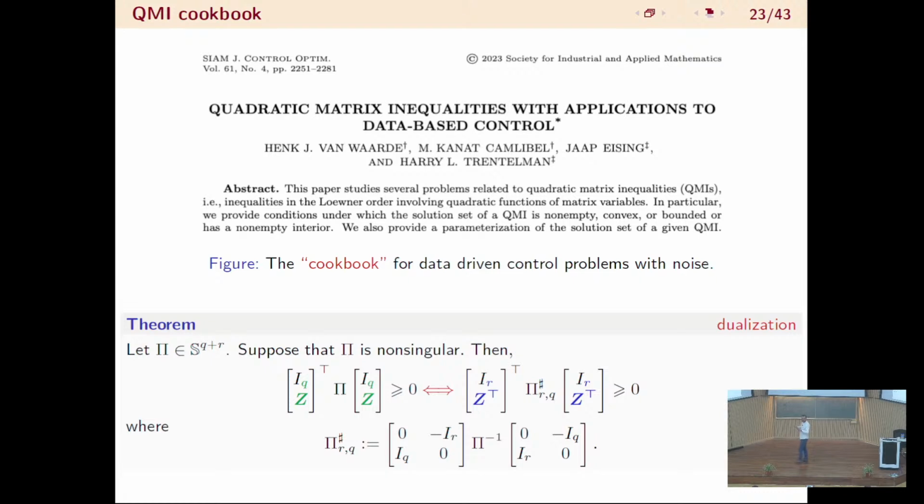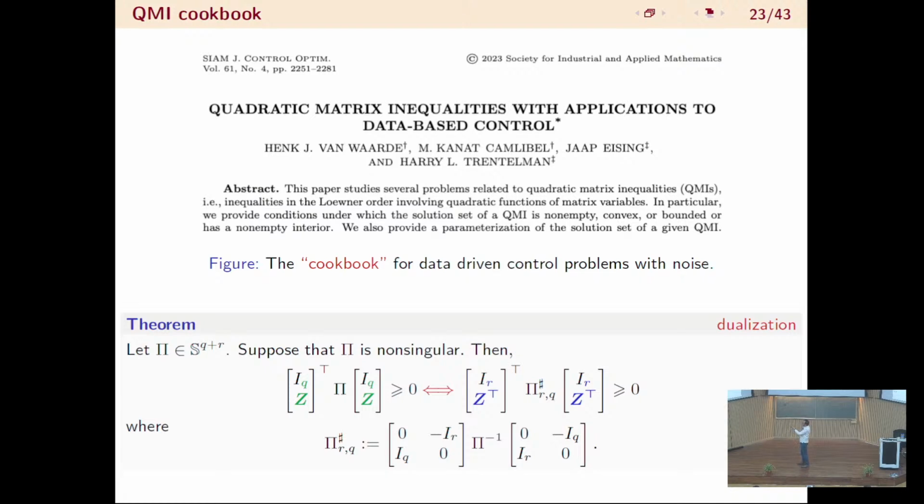So now, here is what we call dualization. Before going through the mathematical details, let's look at this part only. You see, it says one quadratic matrix inequality in unknowns Z is equivalent to another one in unknowns Z transpose. And that is exactly what we need. Now let's read what is required for that.